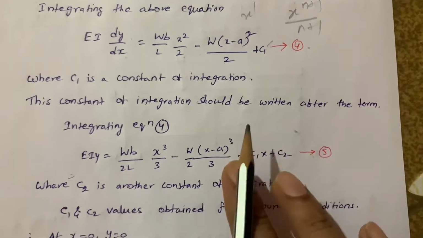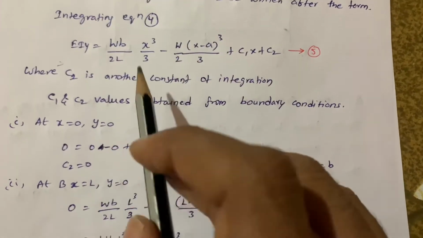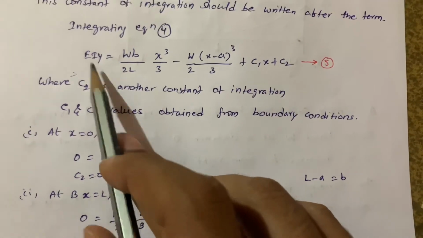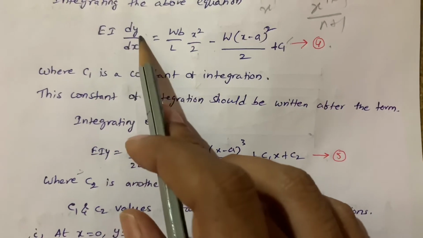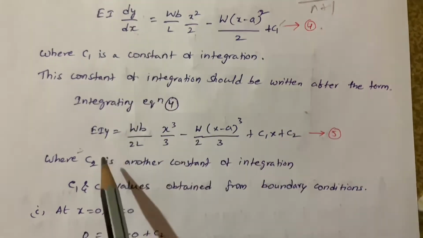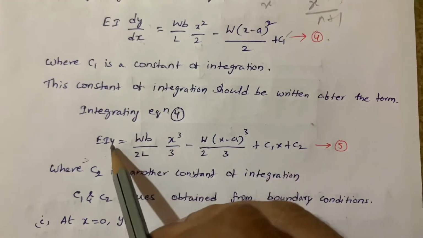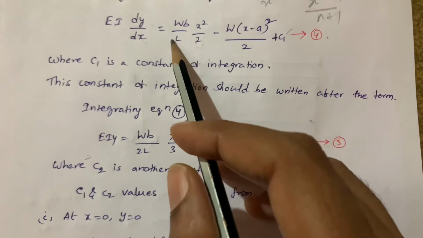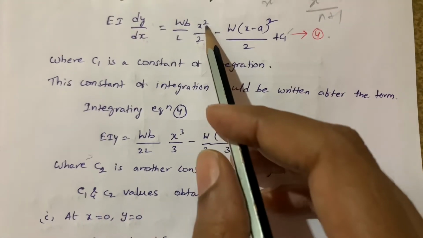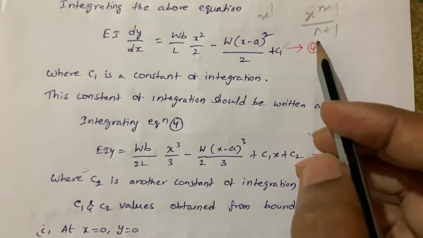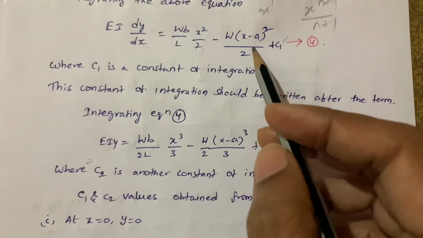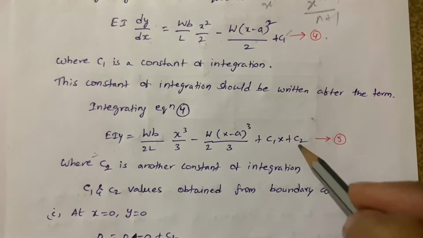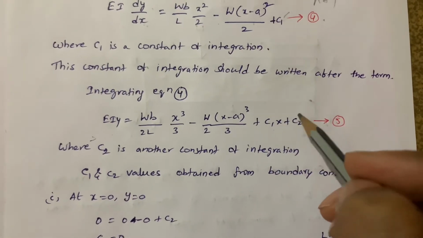After that I am integrating this 4th equation again, the double integration. So EI into y equals Wb by 2L into x cube by 3, since 2 plus 1 is 3, and similarly I integrate the second term, plus C1 into x, plus C2, which is another constant of integration.